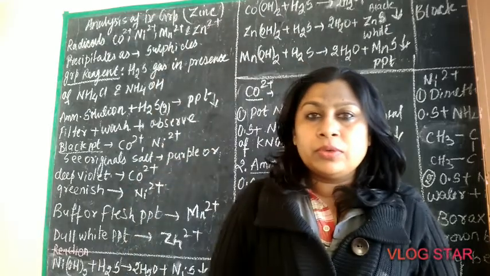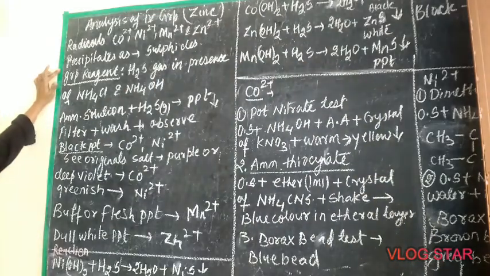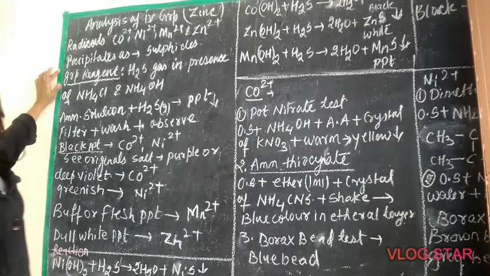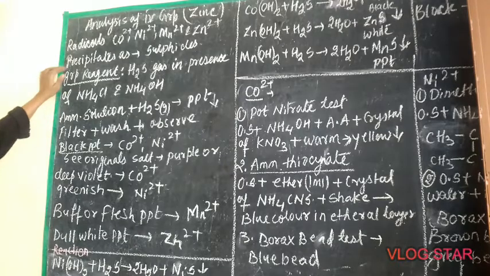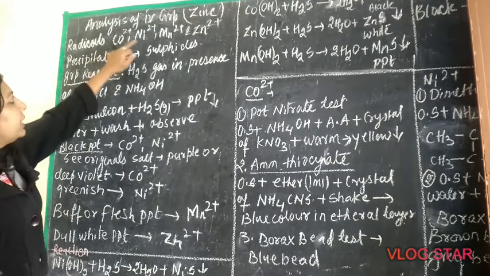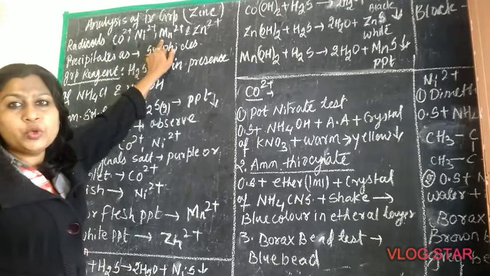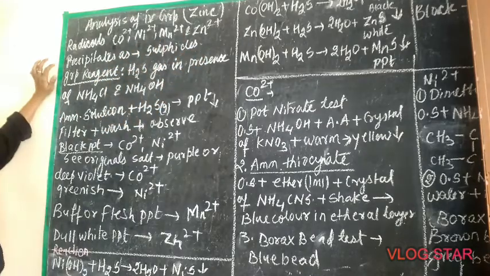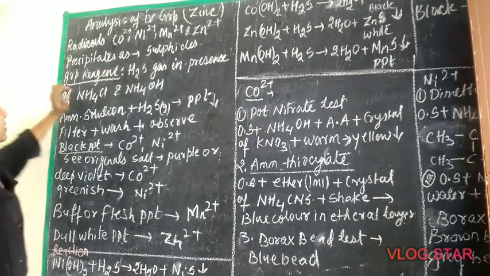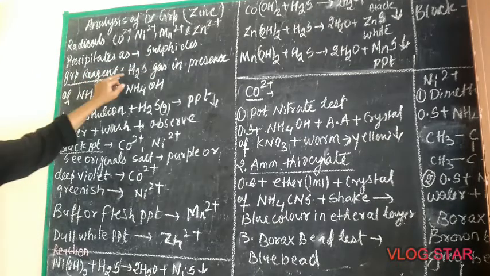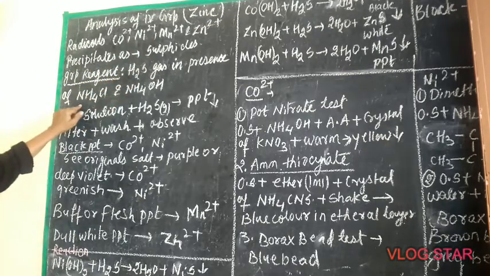So children, now we are going for the fourth group analysis. Analysis of fourth group. It is also known as zinc group. The radicals are Co2+, Ni2+, Mn2+ and Zn2+. The radicals precipitate as sulfides. Group reagent is H2S gas in presence of ammonium chloride and ammonium hydroxide.